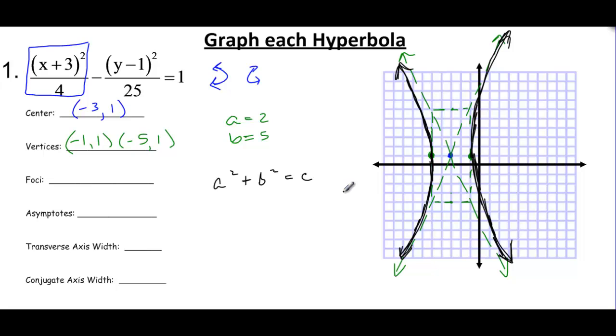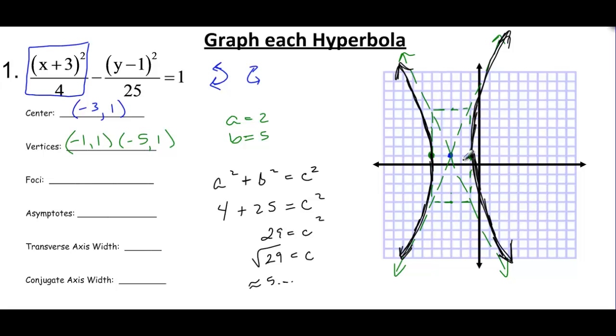Even though we're not dealing with triangles here, that's the same formula we're going to be dealing with. So a squared plus b squared equals c squared. My a squared is 4, my b squared is 25, so my c squared is going to equal 29. But I care about what c is. C is the square root of 29. So that means I'm going to move right root 29 and left root 29 from my center. The square root of 29 is approximately 5 point something, right? Because it's more than 25 but less than 36.